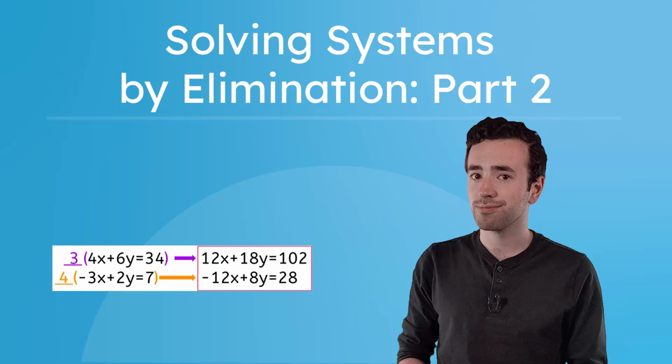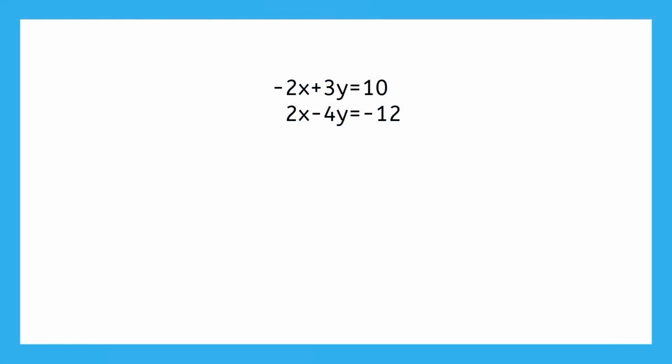Everyone, it's Justin again. Welcome to our second lesson on solving systems by elimination. In our last lesson, we saw how we can add the two equations in a system together to eliminate one of the variables, making it possible to solve. But that only worked when one of the variables had opposite coefficients in each equation, because then the like terms would add to make 0.